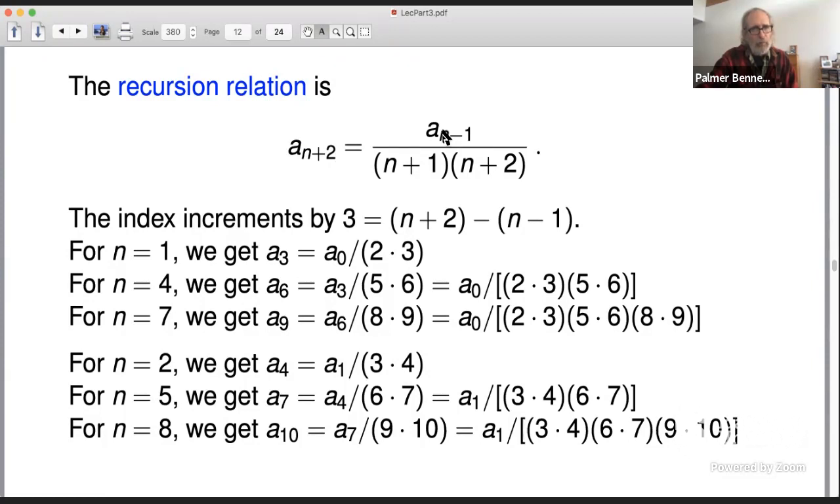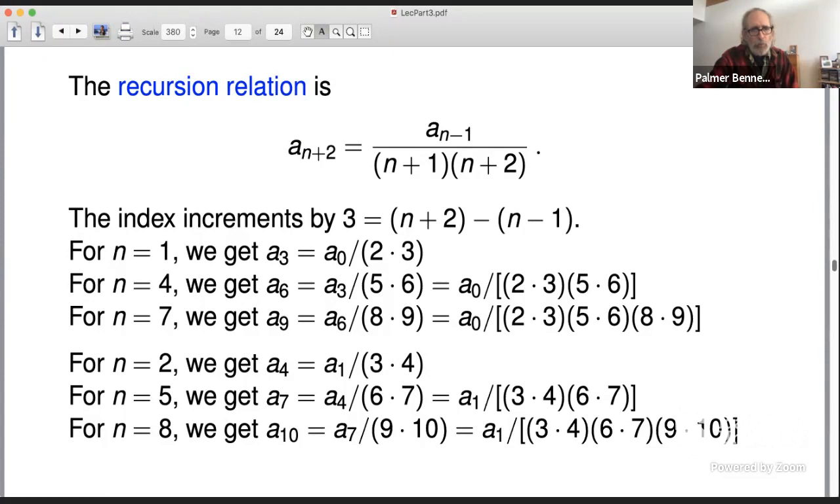This should be a 4, right, 5. So A7 is going to be A4 over 6 times 7. Okay, just what we have there. A7 is A4 over 6 times 7. And then use the previous formula that A4 is A1 over 3 times 4. And so you get A1 is 3 times 4 times 6 times 7.